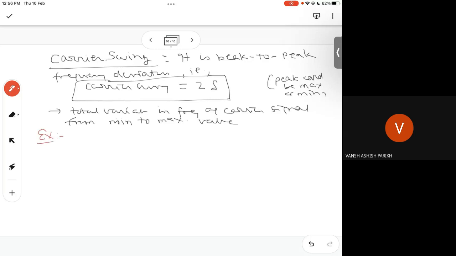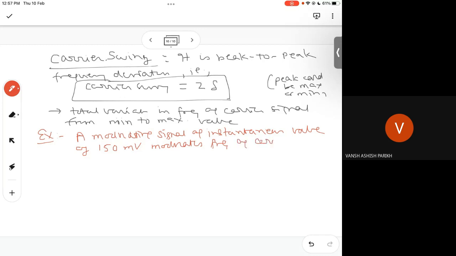I have got, let's say, a modulating signal. Modulating means it is very clear, I am stressing again and again, it is a message signal or a low frequency signal. Let's say it has an instantaneous value of 150 millivolt. And it modulates, meaning changes, the frequency of the carrier signal, which is given as Fc equal to 100 megahertz.